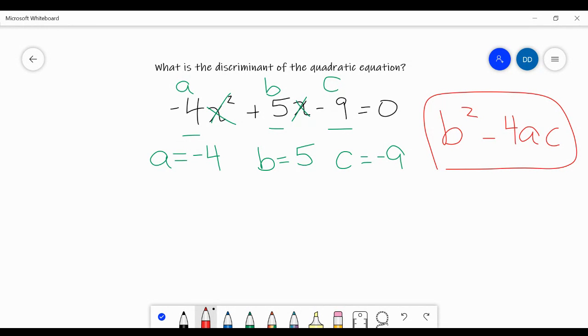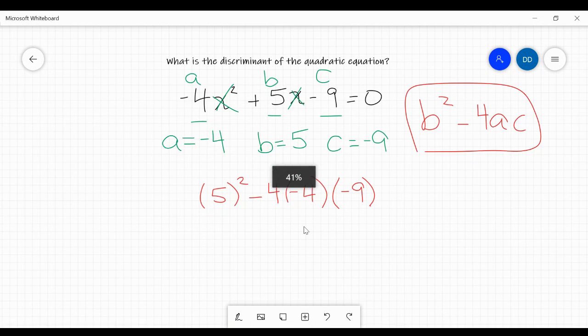So I'm going to start filling this in. I'm always going to put parentheses around anything that needs to be squared, even if it's positive, just to get in that habit. So 5 squared minus 4 times a, which in this case is -4, times c, which in this case is -9. Then from there, you simplify.